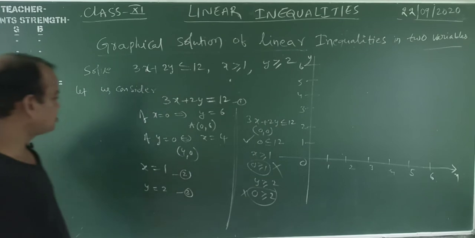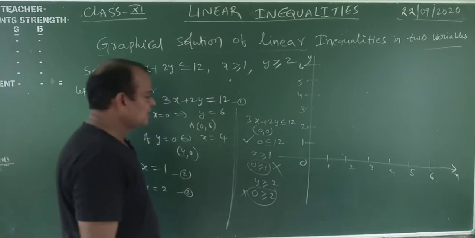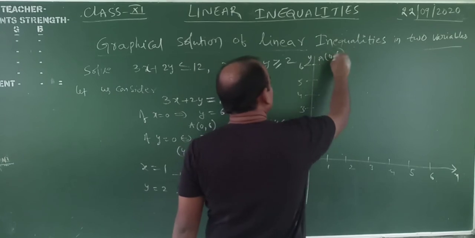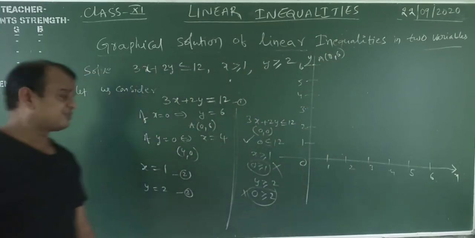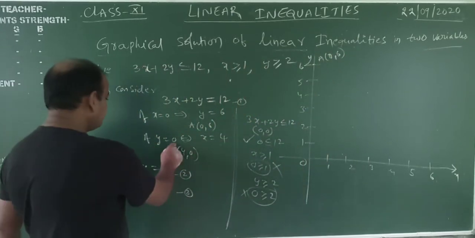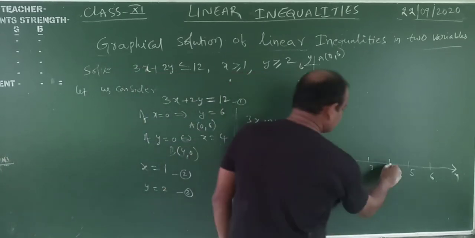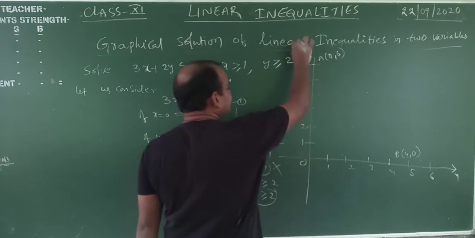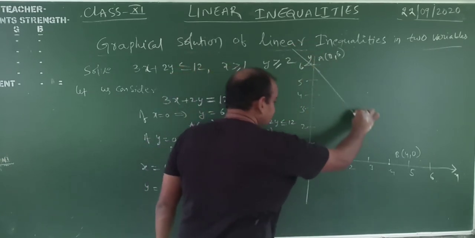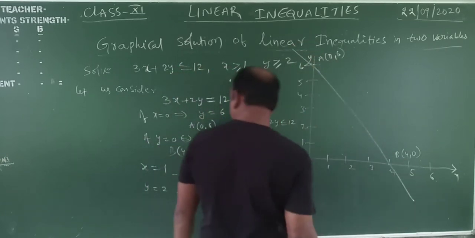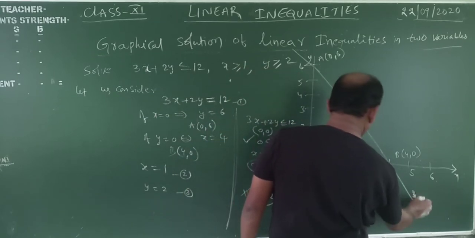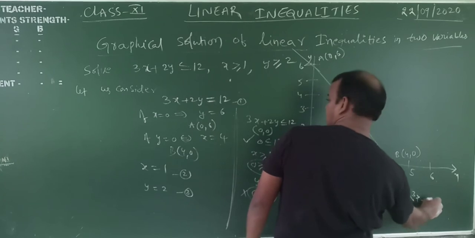The A value is 0 comma 6, here. I hope that you understood. You know the graphs. Okay, what is the B value? 4 comma 0. This is 4 comma 0, the B value. Now draw the graph. This line is 3x plus 2y is equal to 12.